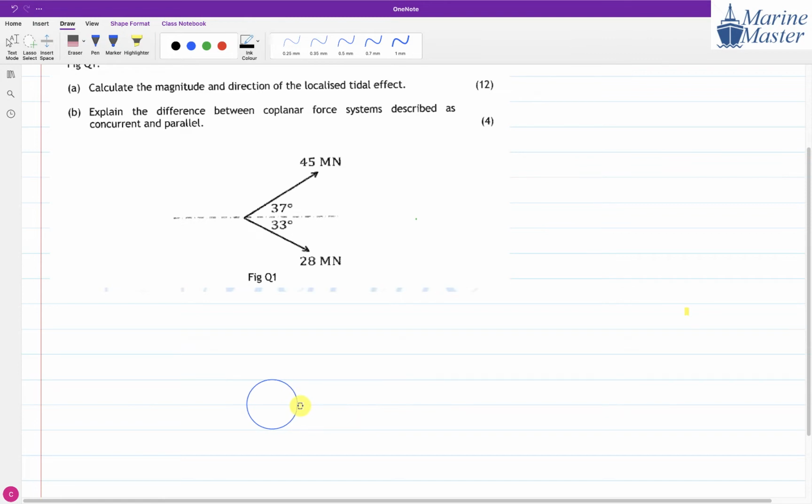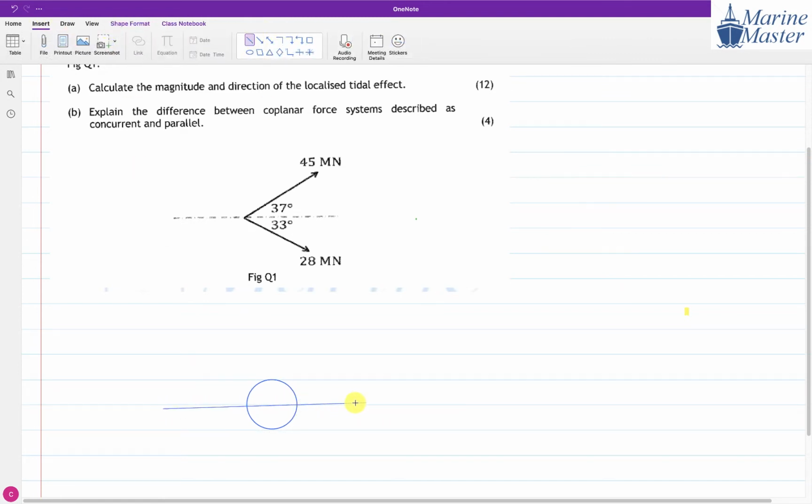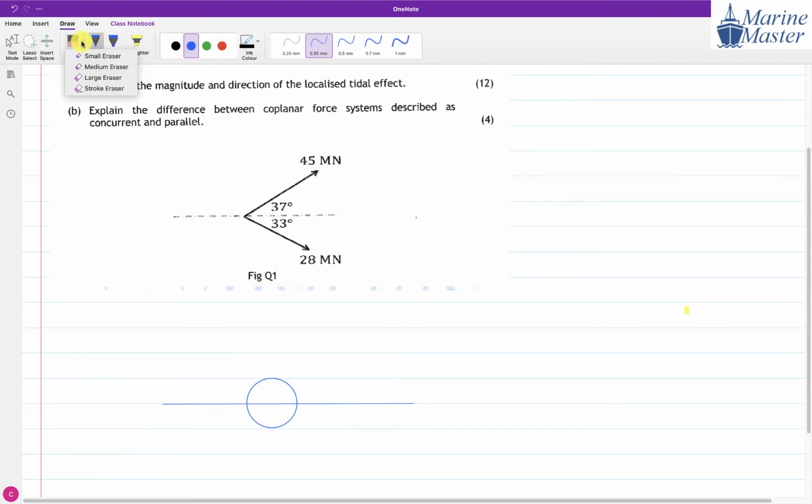On this oil rig, we will have a reference line. Just imagine that this is our reference line, which they have given us. So bigger line, smaller line, bigger line, smaller line. This is a reference line. And here we have the forces due to the support vessels.